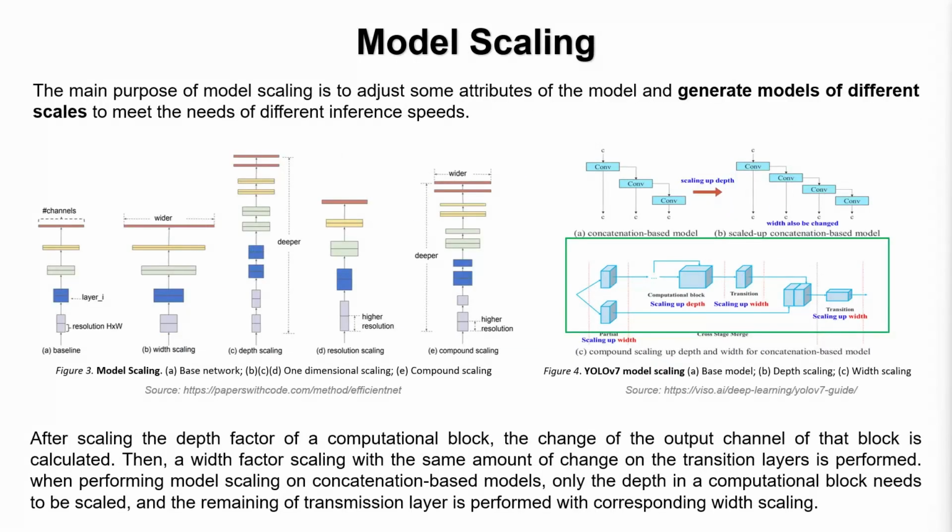Next, model scaling. The main purpose of model scaling is to adjust some attributes of the model and generate models of different scales to meet the needs of different inference speeds. For example, if you need higher speed but are okay with compromising on accuracy, you can go for a smaller model, which might be faster to detect but will have less accuracy.